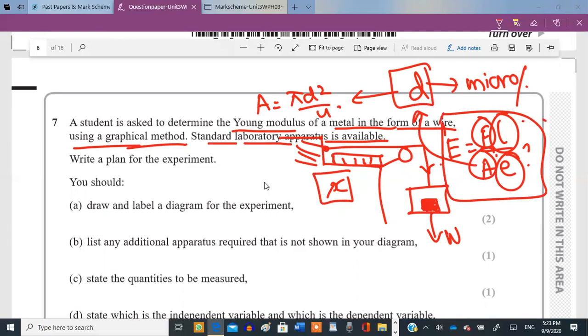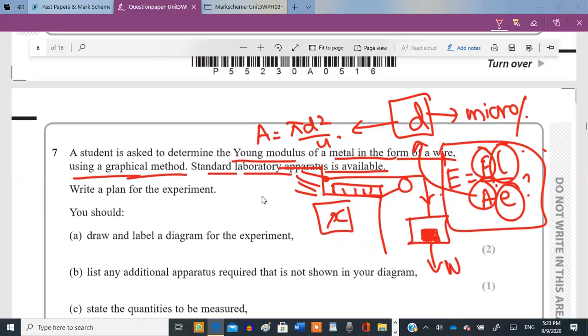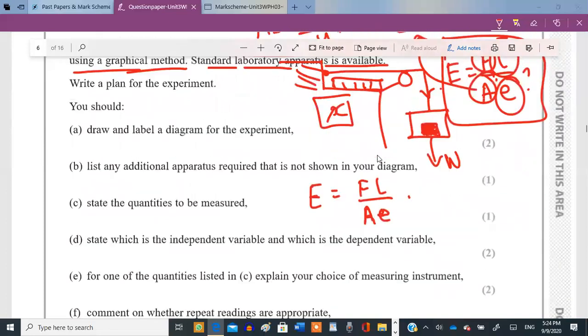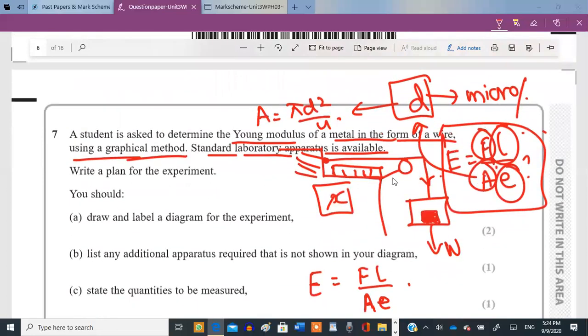Okay, so they also want us to draw a labelled diagram for the experiment. Standard laboratory apparatus is available, and a graphical method needs to be used. So it's easy. Basically, you need to use the same formula and determine what graph you should make whose gradient should correspond to the Young's modulus. So using the same equation, I'm going to rearrange it. E is equal to FL over Ax, right? Now I need to change this such that I get two quantities whose different values I can take. First of all, identify two quantities whose values you can vary.